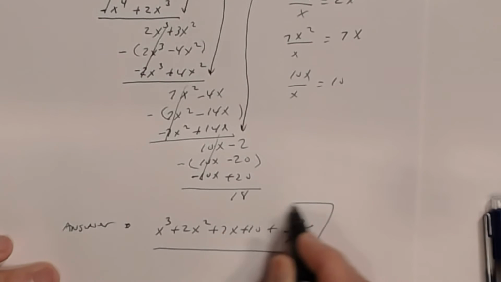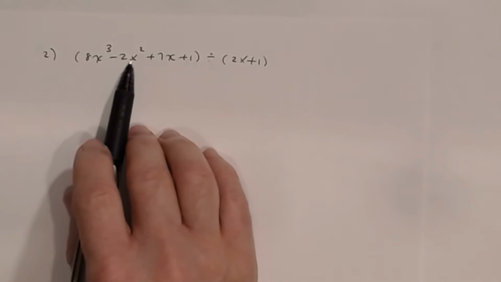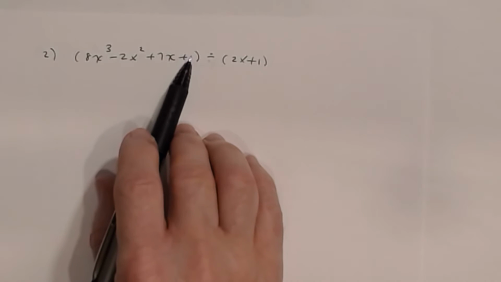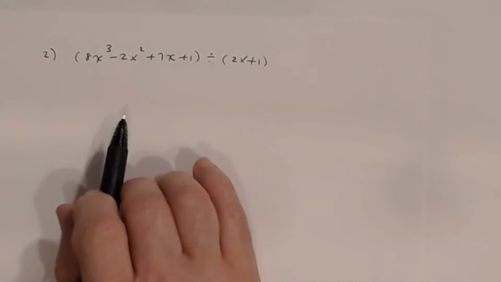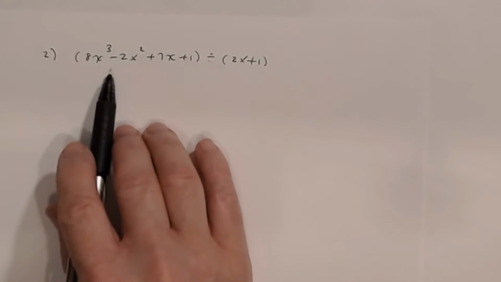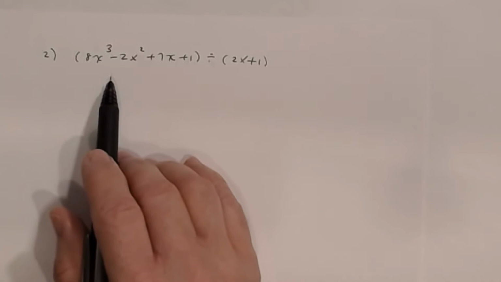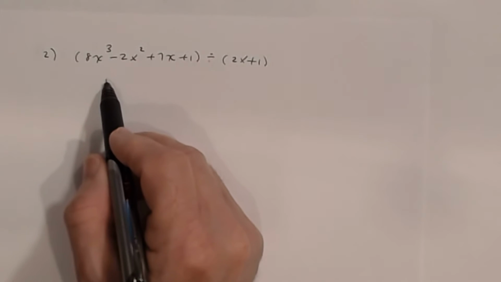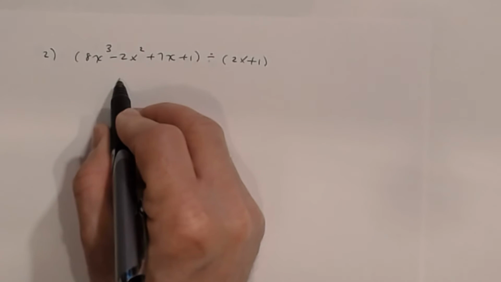All right, so that's number 1. All right, number 2. So number 2, we have x cubed minus 2x squared plus 7x plus 1 divided by 2x plus 1. Now this time it's written horizontally, so some students have a little confusion as to which one's the divisor, which one's the dividend. You may want to rewrite it as a fraction first to help you. It's up to you. You don't have to do that.